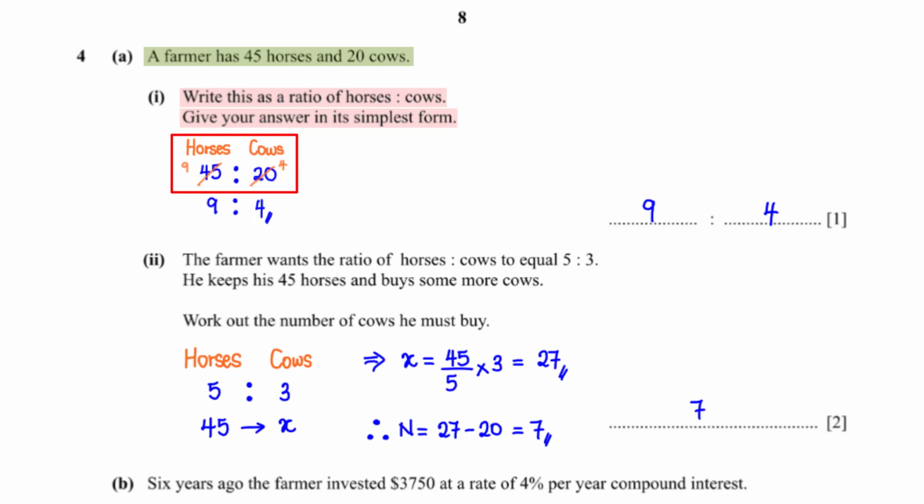45 and 20 have a common factor, which is 5. 5 goes into 45 9 times and 5 goes into 20 4 times. And so the final answer here is 9 is to 4.